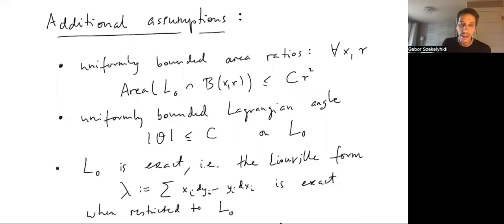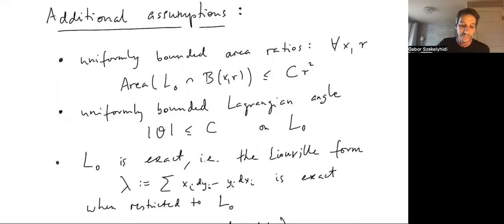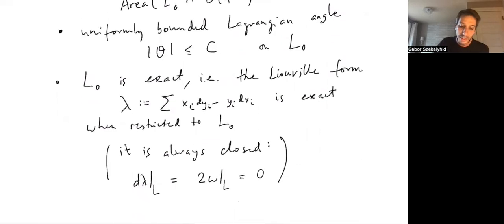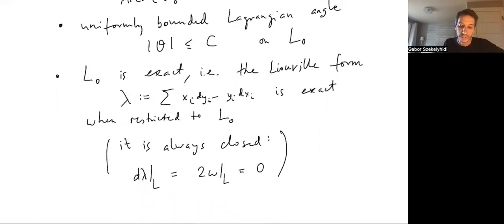So the initial Lagrangian L_0 needs to have uniformly bounded area ratios. It needs to have a uniformly bounded Lagrangian angle. And both of these conditions can be shown to be preserved along the flow. And then finally, we need a kind of topological condition. So let me just assume that L_0 is exact.